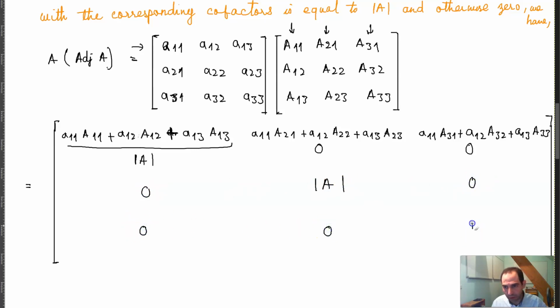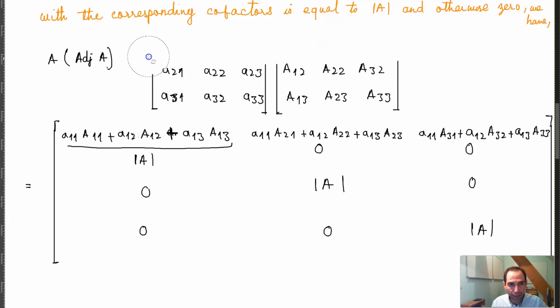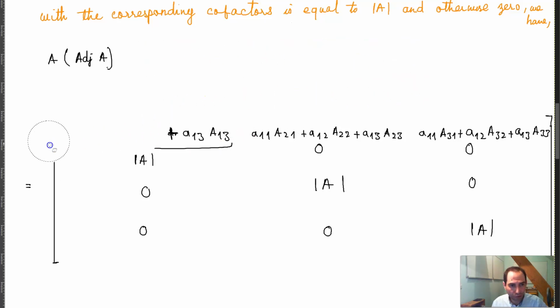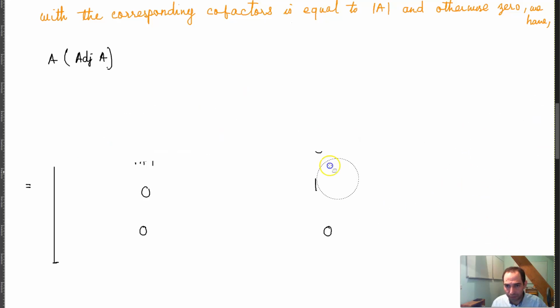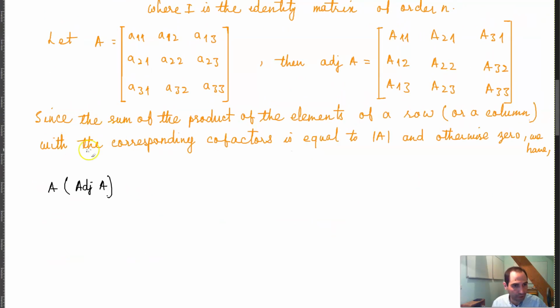Again you would get 0, 0, and the value of determinant A if you do this multiplication. And that is actually the meaning of the statement that we had here, that the sum of the product of the elements of a row or column with the corresponding cofactors is equal to either the determinant A, and otherwise 0, right? Which we saw how it functions.